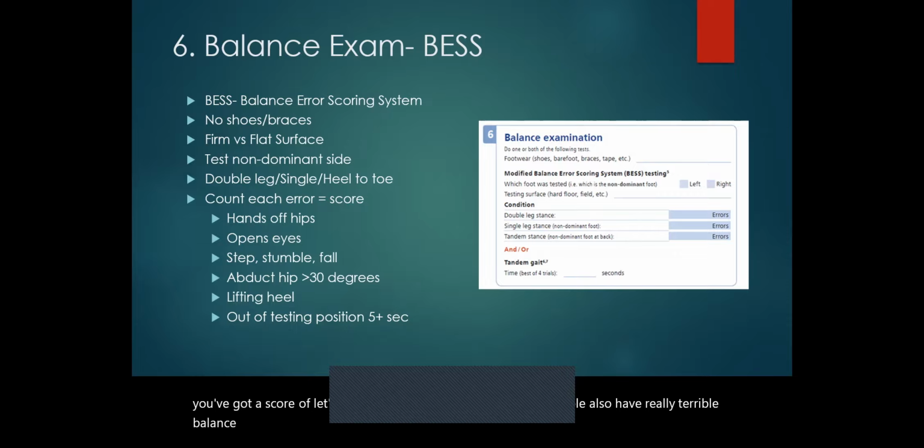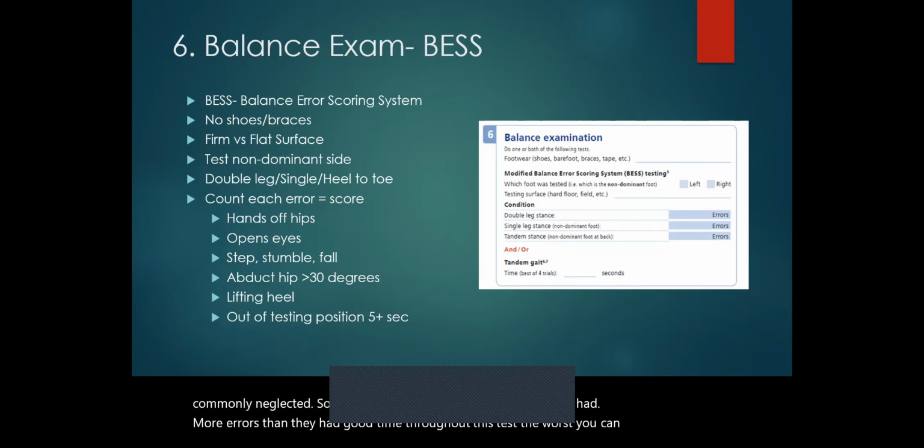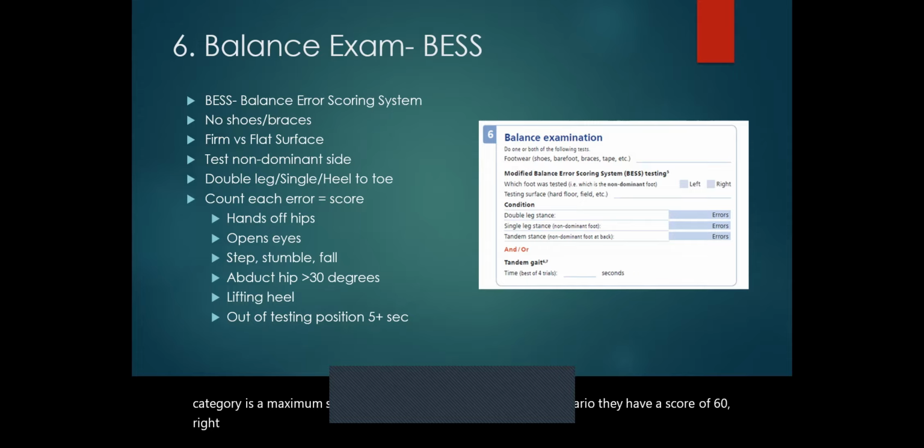It's something that we should all probably train, but is pretty commonly neglected. So let's say that they just did terrible and they had more errors than they had good time throughout this test. The worst you can do in each category is a maximum score of 10 per category. So worst case scenario, they have a score of 60, right? So 10, 10, 10 for all three stances on the firm surface, and then 10, 10, 10 for the uneven surface. Now, this is going to be different though than if you opt to just not do the exam.